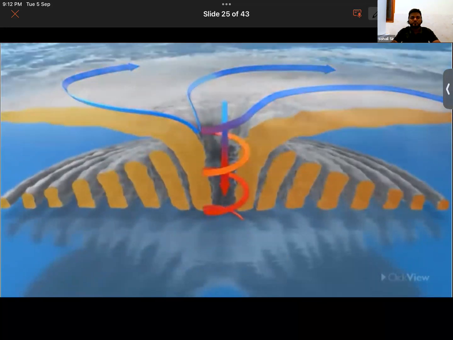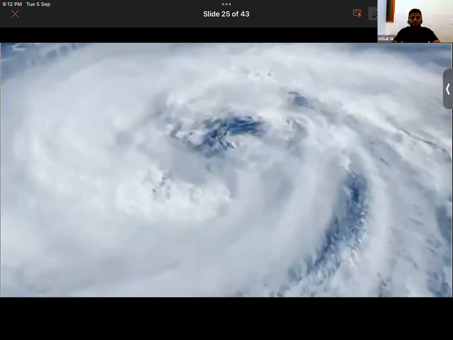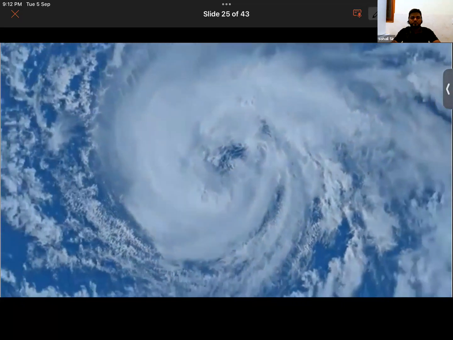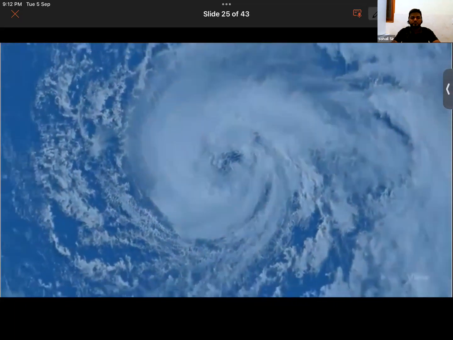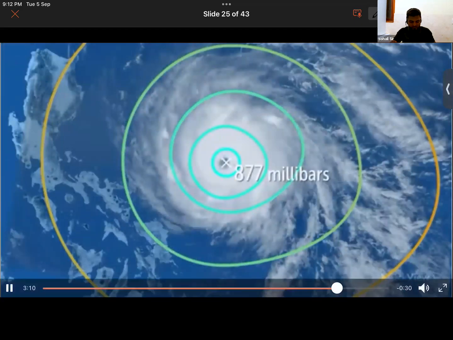The lowest air pressure in a tropical cyclone is always found at the center and is typically 950 millibars or less. The average air pressure at the Earth's surface is about 1010 millibars. Tropical cyclones have significantly lower air pressure than the air that surrounds them. The bigger the pressure difference, the stronger the wind force. One of the lowest air pressures ever recorded.